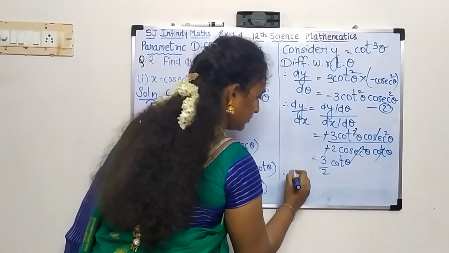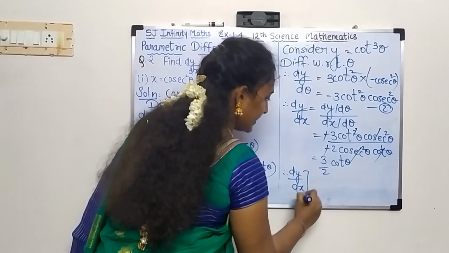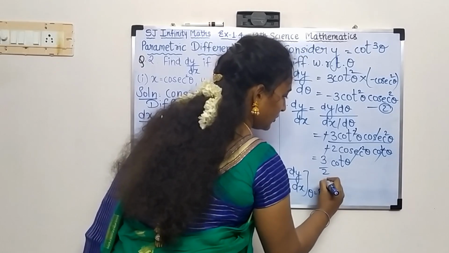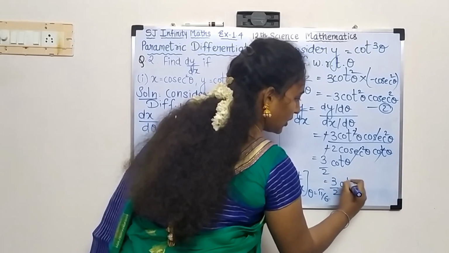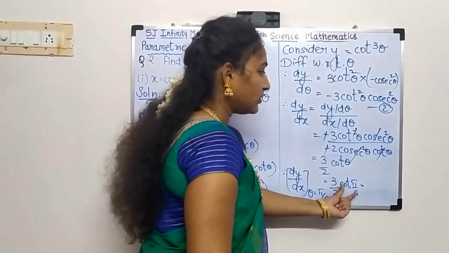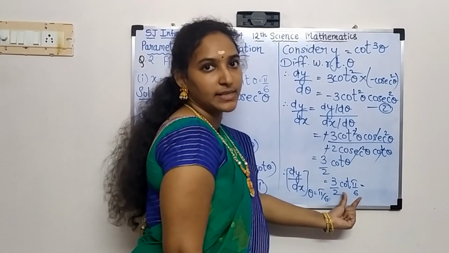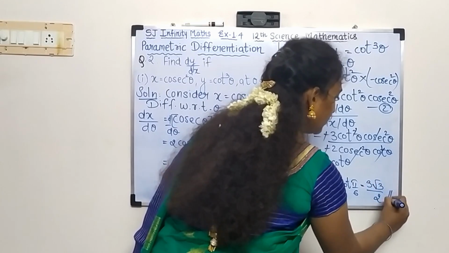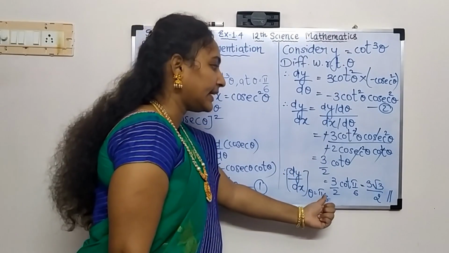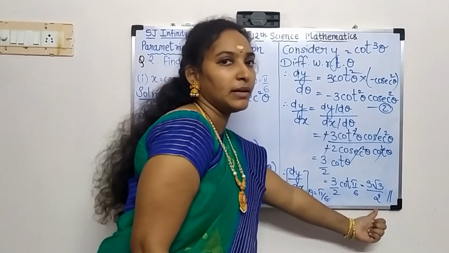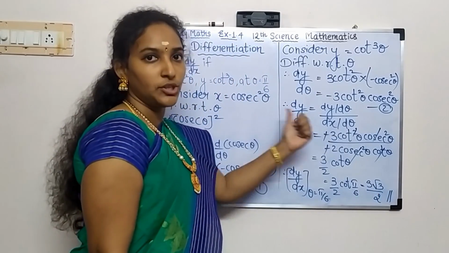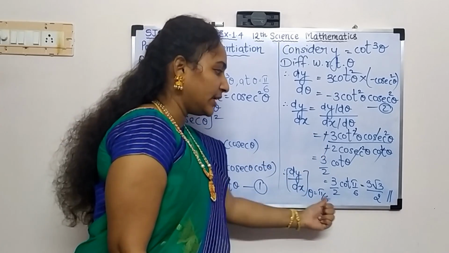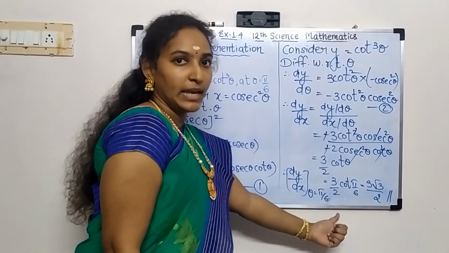Now calculate dy by dx at theta equal to pi by 6. So this is equal to 3 by 2 cot pi by 6. So we know that value of cot pi by 6 is root 3. So the answer for dy by dx at theta equal to pi by 6 is 3 root 3 upon 2. See, till here the solution is similar to question 1. Just at the last step you have to add the value of theta or whatever t or m given in the question.